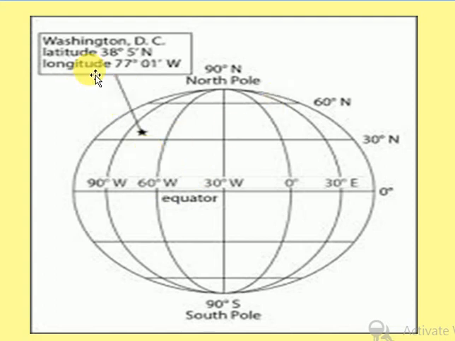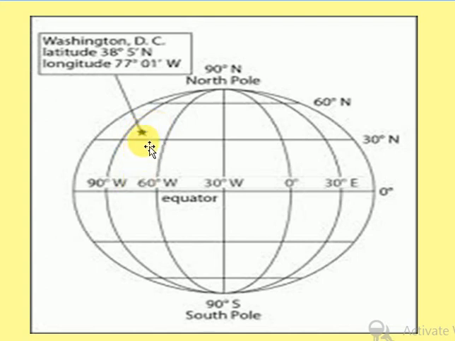Yes, so for Washington DC, the latitude is around 38 degree. This is the line of latitude. All these are the lines of latitude. So this is 30, so obviously 38 degree will be over here. So latitude 38 degree and longitude 77 degree. These are the lines of longitude. So 60 is this, and here it will be 77 degree.